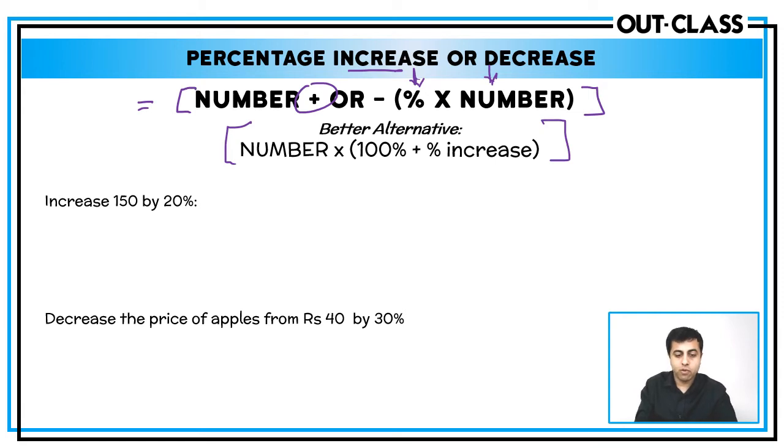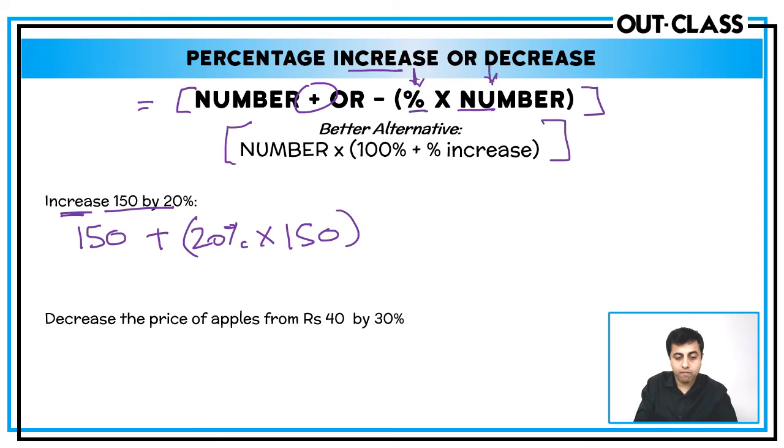But the book formula, if the question is increase 150 by 20%, notice this is not "off", it's "by", so you have to increase it by a certain number. Well, it's just the number, which is 150, plus, because it's increase, 20%. So remember the percentage times the number in brackets. So plus 20% off 150, which is multiply 20% off 150.